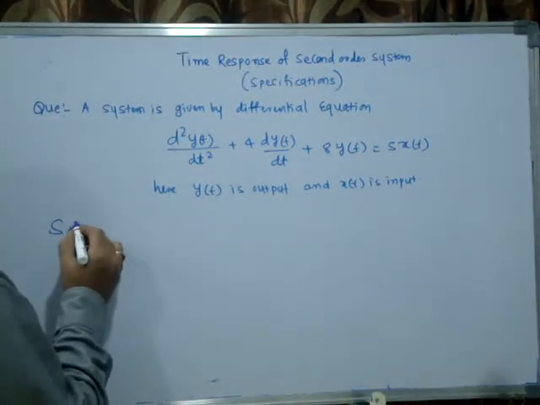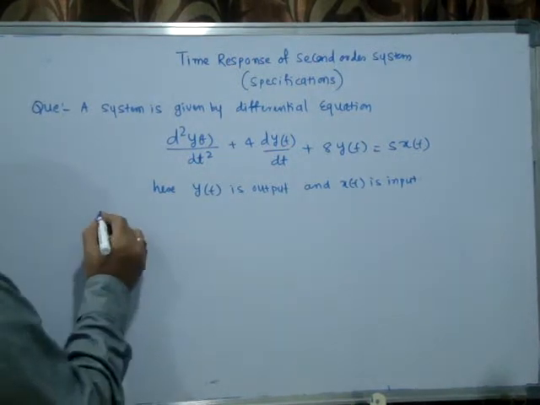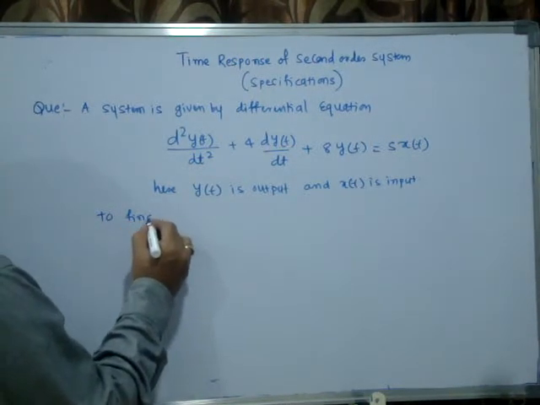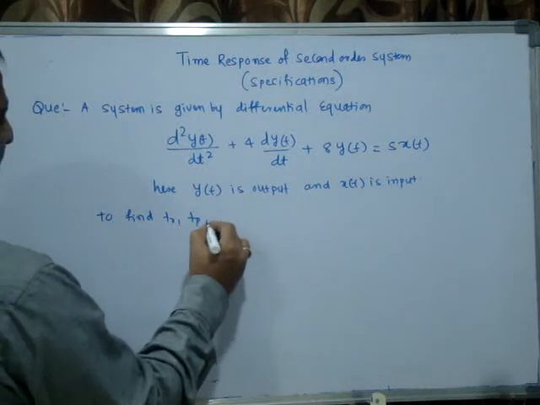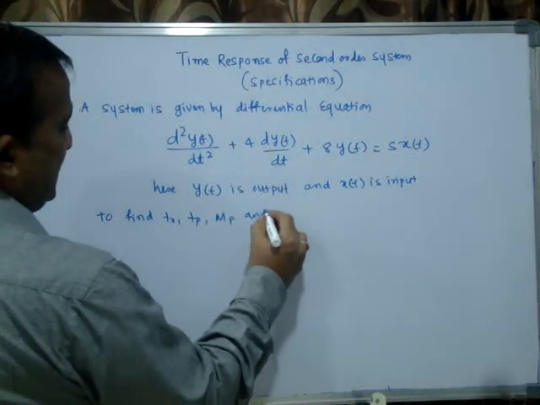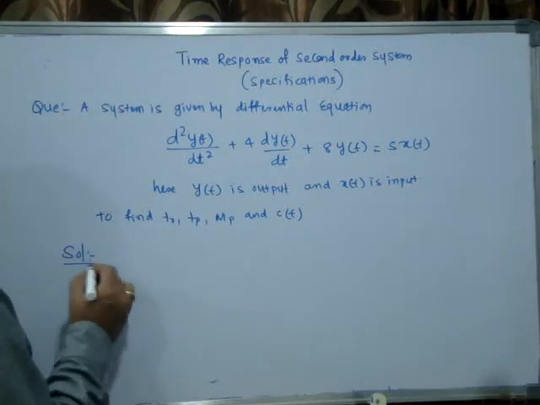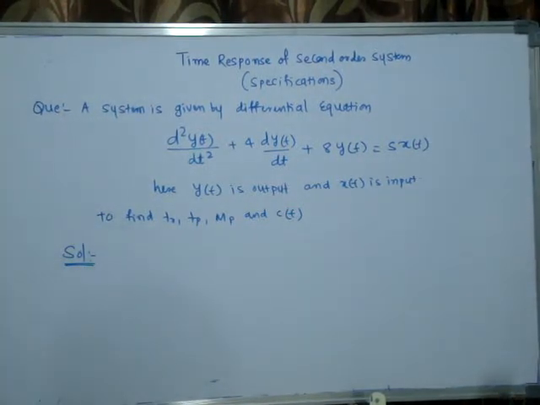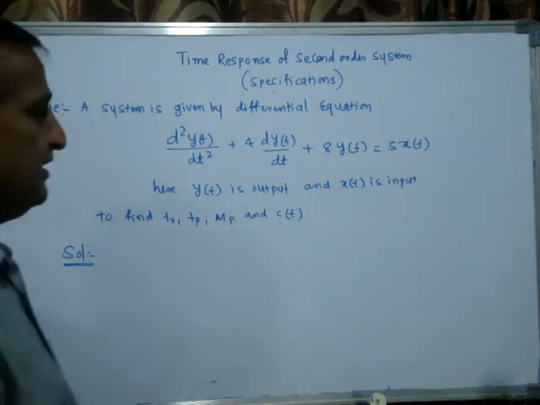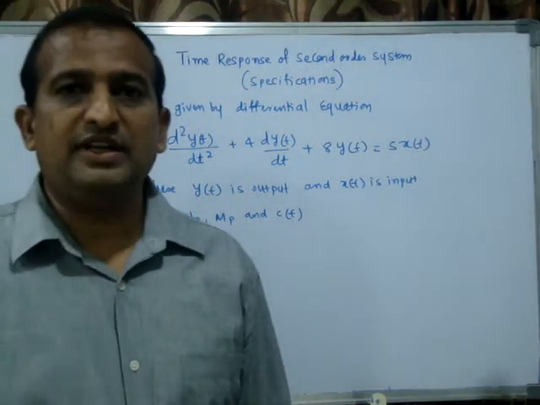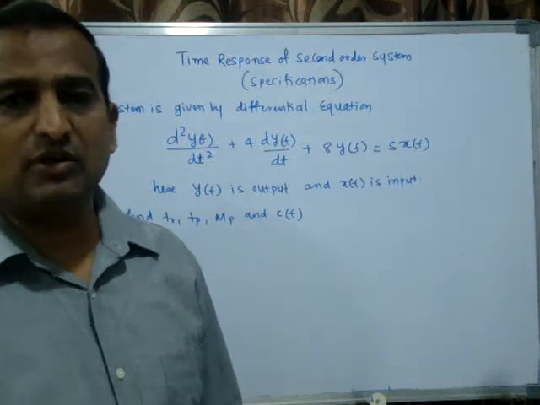Okay. So here what he has asked is to find, once again, TR, PP, MP and C of t, the time response. It's a 10 to 12 marks problem. First I want zeta and omega n. Zeta and omega n are very important. These are called behavioral characteristics of a second order system.